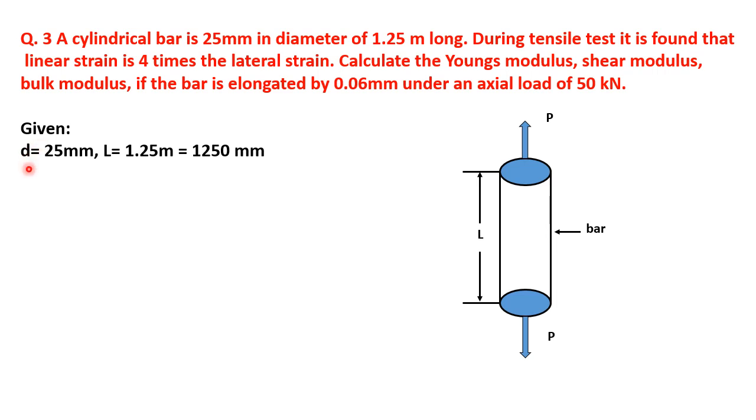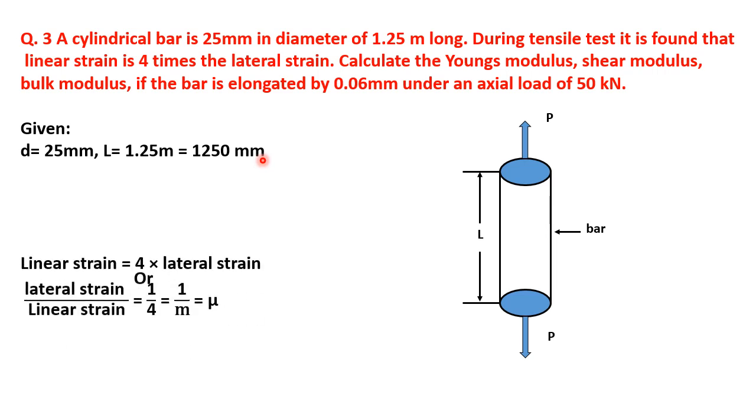The diameter of the bar is 25 mm and the length of the bar is 1.25 meter. If we convert meter to mm, we have to multiply by 1000, so it will come to 1250 mm.